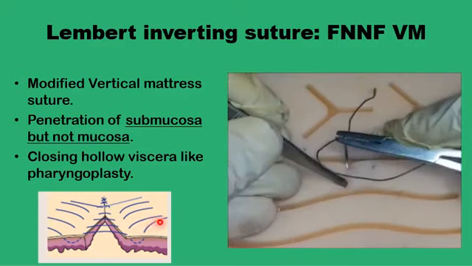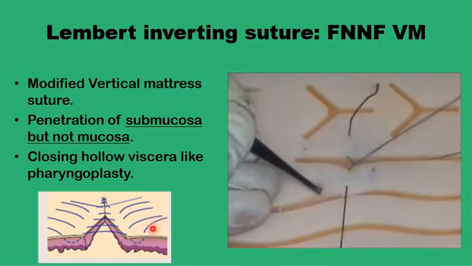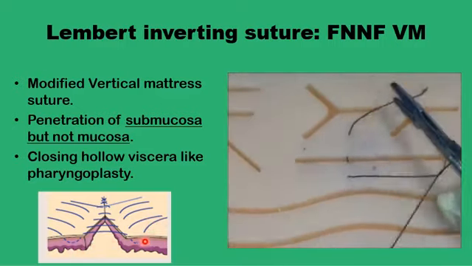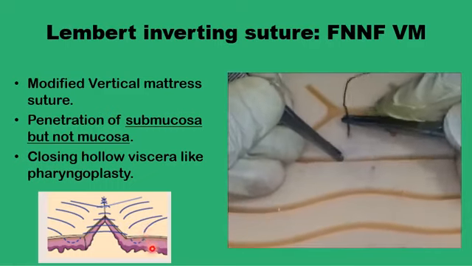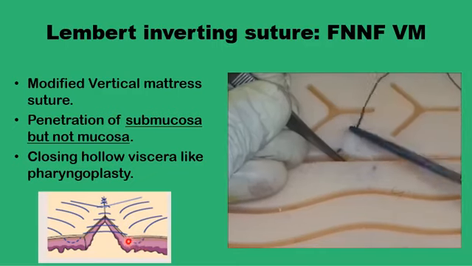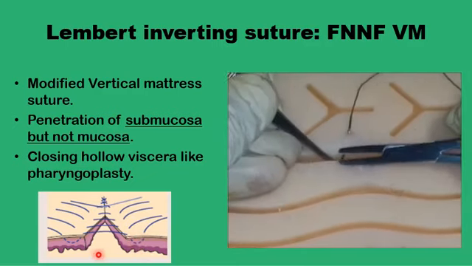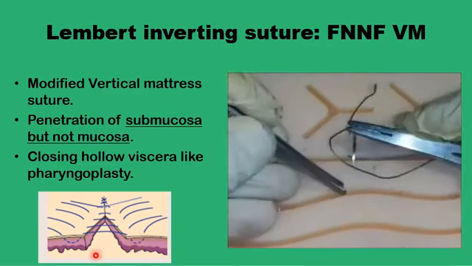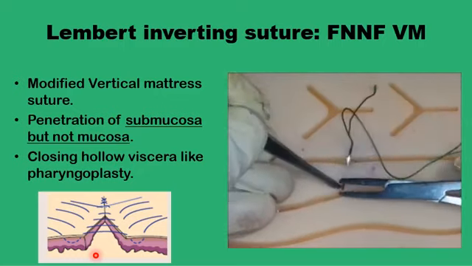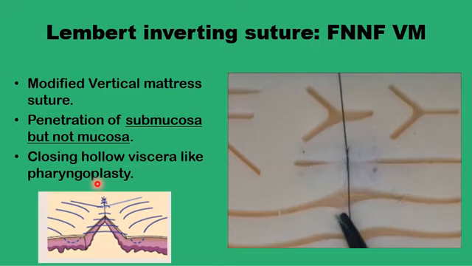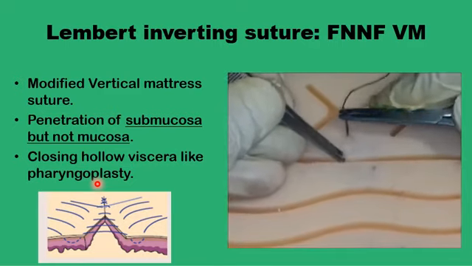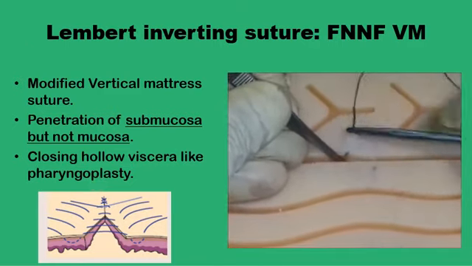Notice that while passing the far to the far to the near, the needle is not passed through the mucosa, just passed into the submucosa to avoid any perforation of the mucosa. It is useful in closing up of short segments in the pharynx or in any hollow viscera.